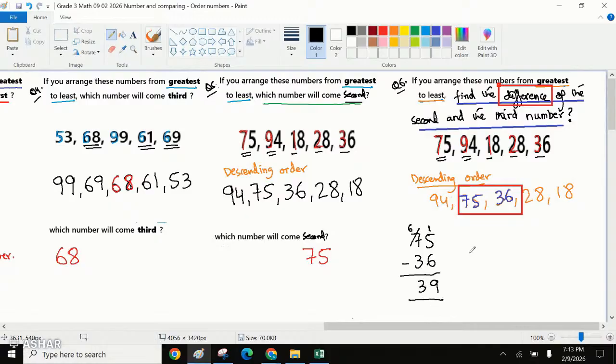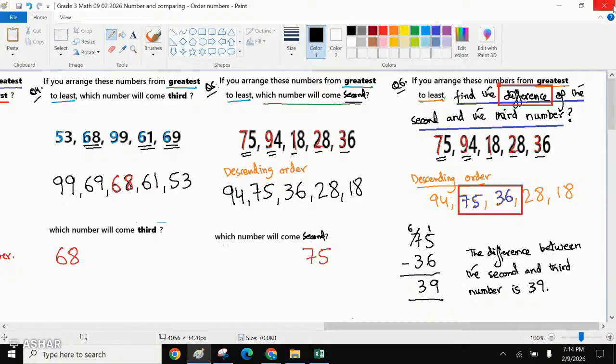So we can say the difference between the second and the third number is 39. Agreed? Thank you, May. Thank you so much. Okay.